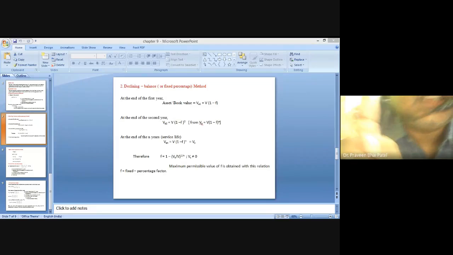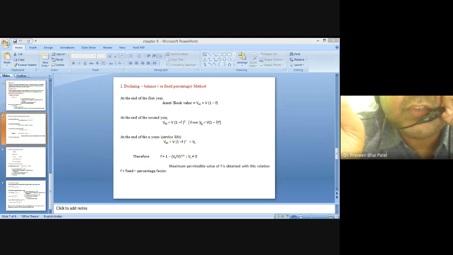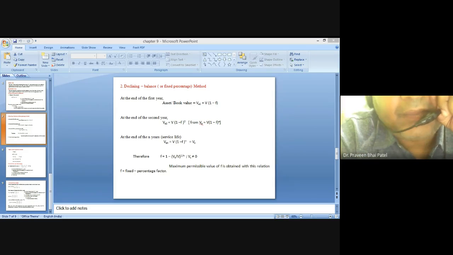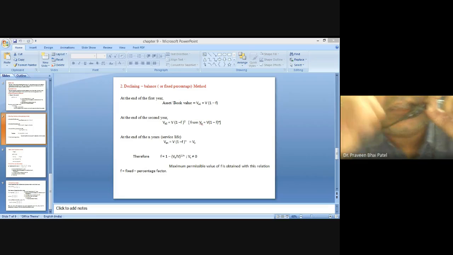So what were the three different variations? First was the original value, second was your salvage value, and third was the service life period. Only three parameters decide the depreciation amount. Okay, so that's why it is the simplest method.